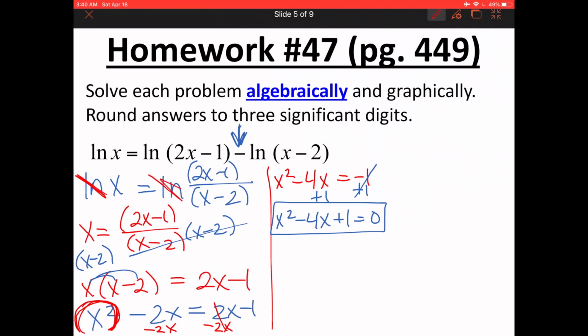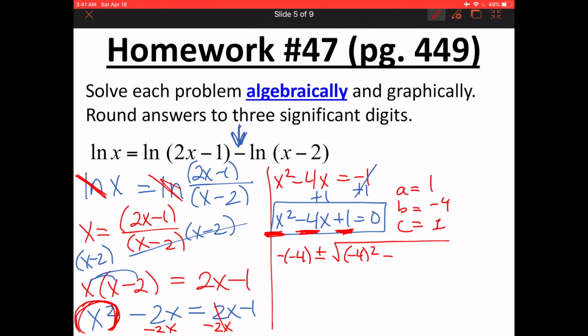Remember, for the quadratic, the first thing we want to do is identify a, b, and c. A comes from the number in front of x squared, so a is 1. B is the number in front of x, so -4. C is the number at the end, so 1. Let's just go ahead now and plug all of that into the quadratic. So I'm going to have -(-4) plus or minus the square root of (-4) squared minus 4 times a times c, all over 2a.